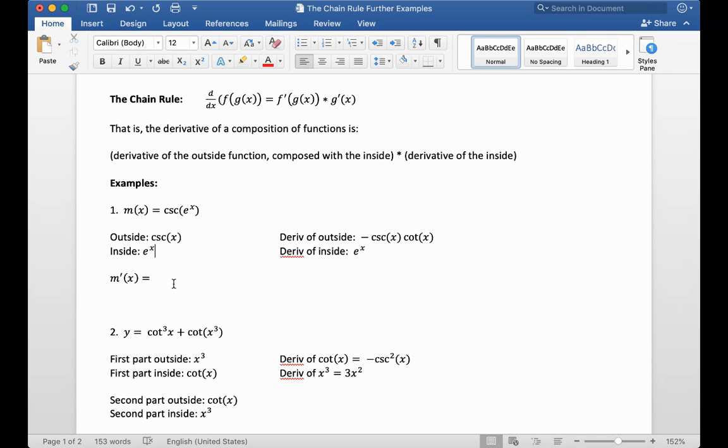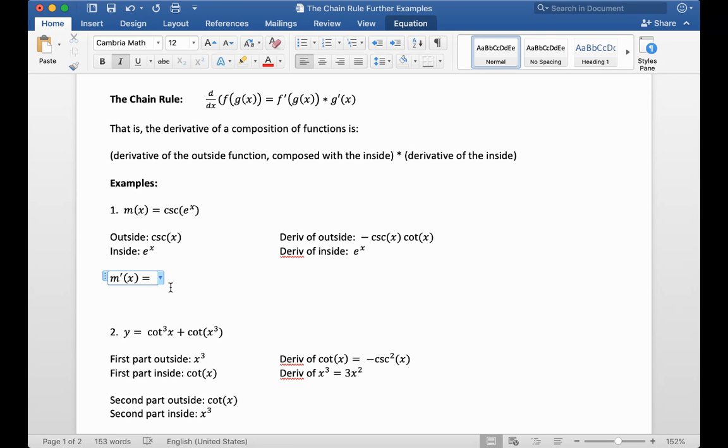So in order to apply the chain rule, we have to know the derivative of both the inside and the outside functions. And so I've got them written over here to the right. In this case, the derivative of the outside function, the cosecant function, is minus cosecant x cotangent x. And the derivative of the inside function, e to the x, recall, is simply e to the x. So let's see how we put this together.